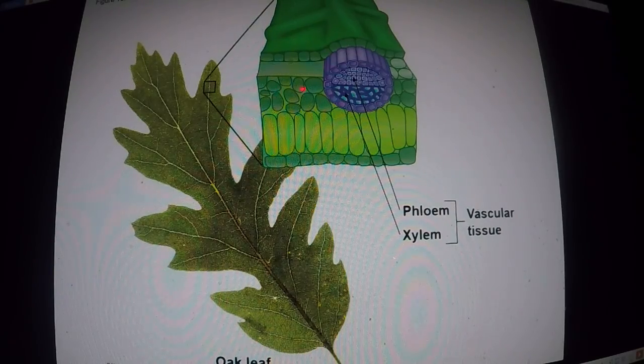Here's what the xylem and the phloem look like. The xylem are the larger cells, and they're not alive, and the phloem are the smaller cells, and they are alive. That's the vascular tissue. It provides a lot of support for the plant too. You can see the vascular tissue in the leaf.